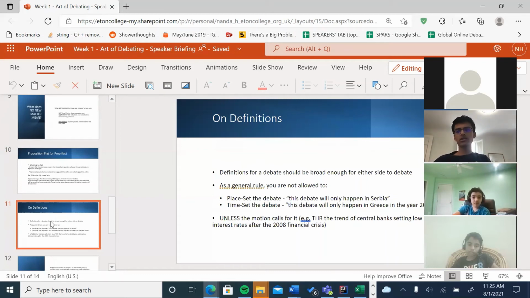So as a general rule, you aren't allowed to place set the debate or time set the debate. So you can't say this debate will only happen in the US, or it will only happen in a particular city or a particular place at all. And you also can't time set the debate by saying it'll happen at a particular period of time. So it's not legitimate to say, no, this policy is not good because of the COVID pandemic, because you need to assume a normal time period where there's nothing unusual, unless the motion specifically calls for it.